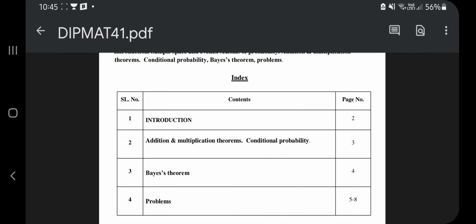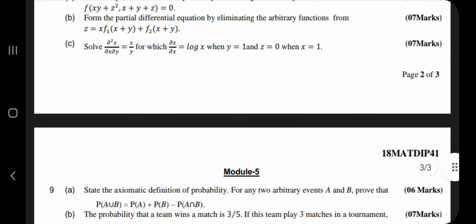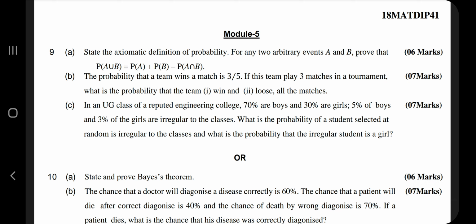So let's have a look at the previous year questions, the questions which are in the model question paper. If you observe carefully, what they have asked is to state the axiomatic definition of probability. So here you have to know the definition as well, and prove that A union B is equal to A plus B minus A intersection B. And here is one type of question.